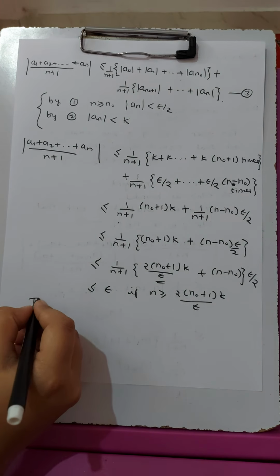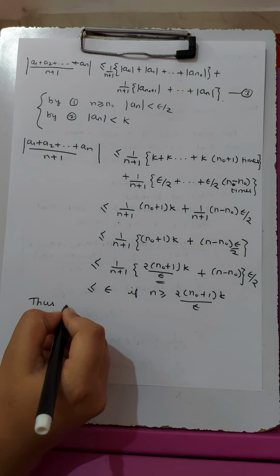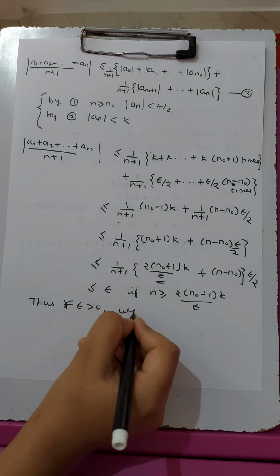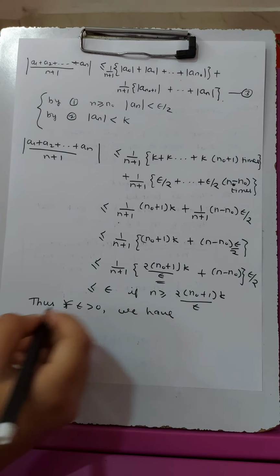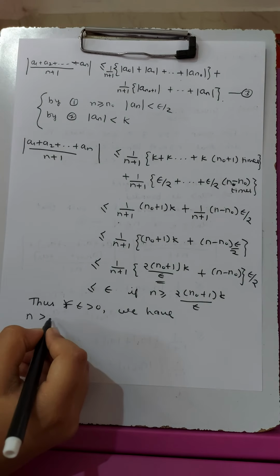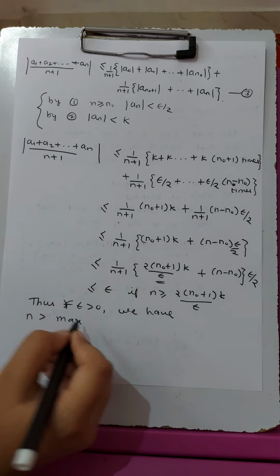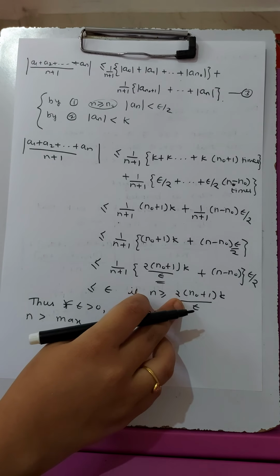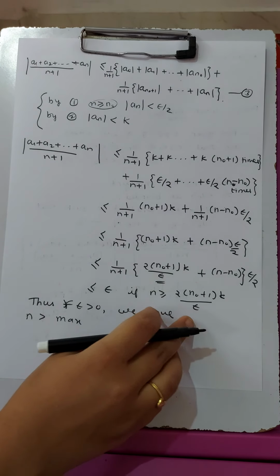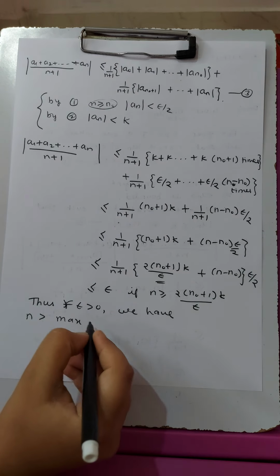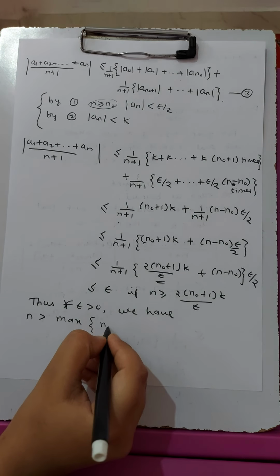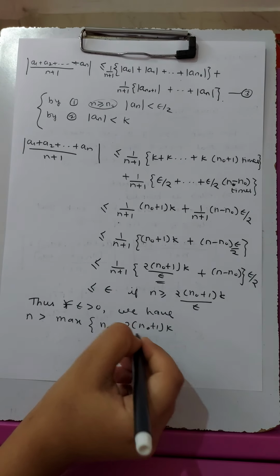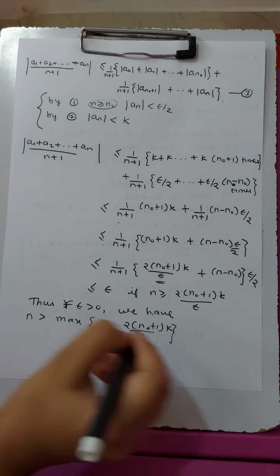So thus, for epsilon greater than 0, we have n greater than n0, and n is also greater than twice of (n0 plus 1) k upon epsilon. So we will choose the maximum, that is max of n0 or twice of (n0 plus 1) k upon epsilon.